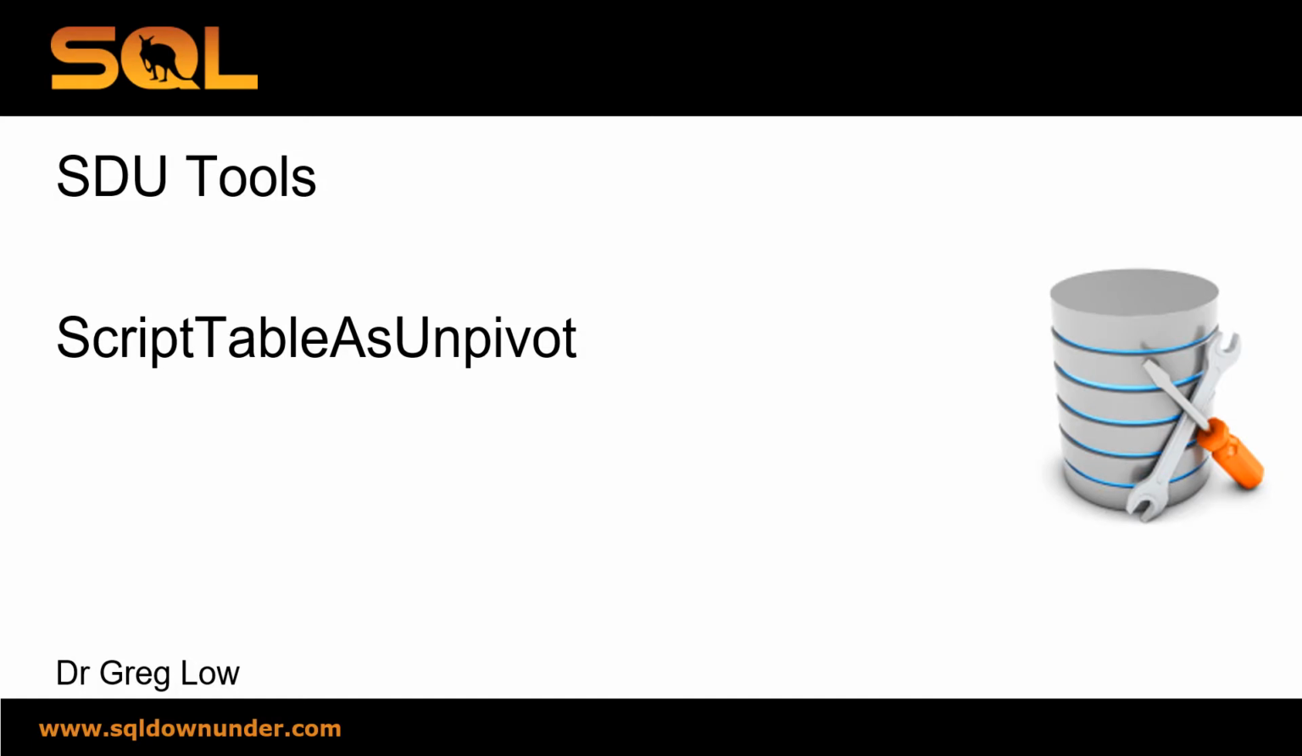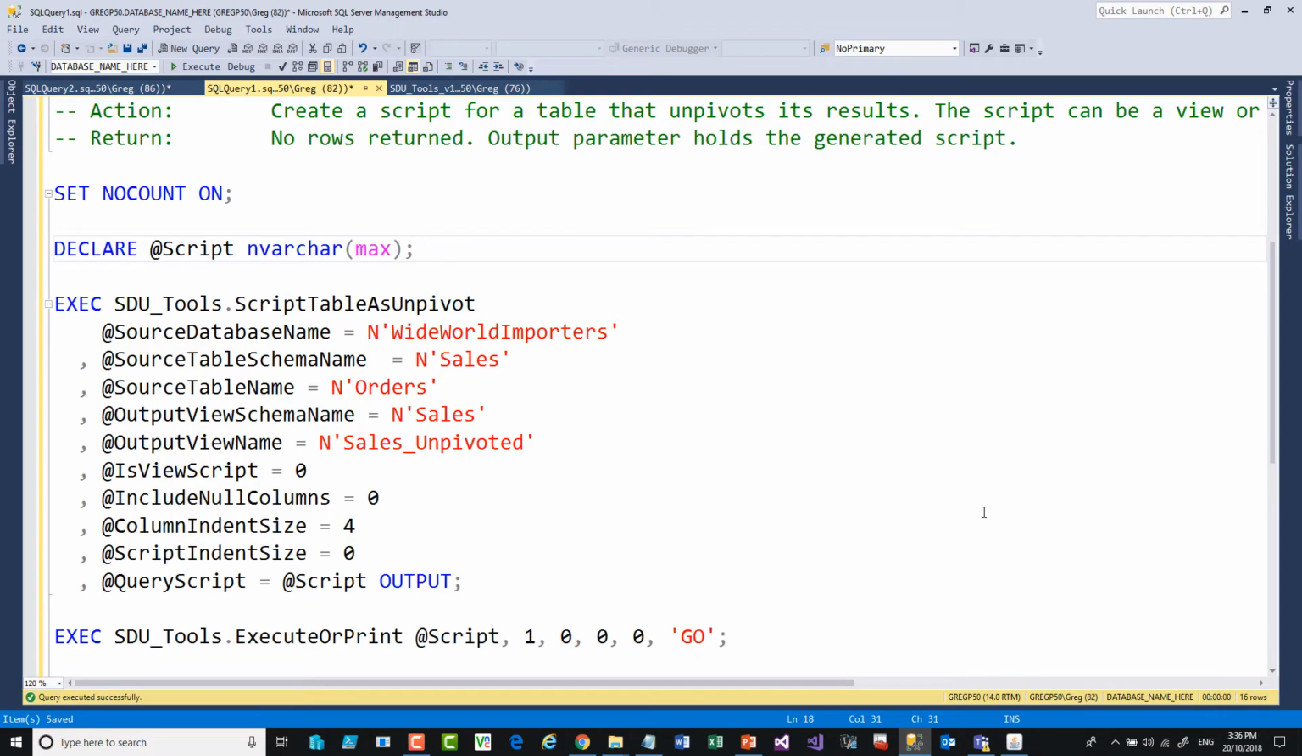This is another video in the SDU Tools series called Script Table as Unpivot. Many people find working with the unpivot syntax, and I might add the pivot syntax, in T-SQL a little difficult. Now, to make that easier, we've created a tool here that can script an unpivot statement, and in addition, it's able to script a view of the table in an unpivoted form. So anyway, let's take a look.